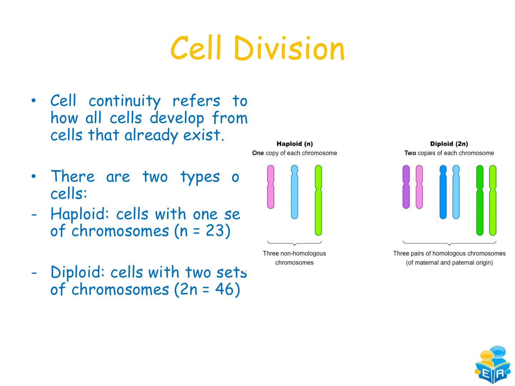So that was the structure of the cell, and for the next couple of minutes we're going to look at how those individual cells actually divide to produce more daughter cells. Okay, so cell continuity refers to how all cells develop from cells that already exist. And there were 2 types of cells which we're going to be mentioning over the next couple of minutes. We have haploid cells and we have diploid cells.